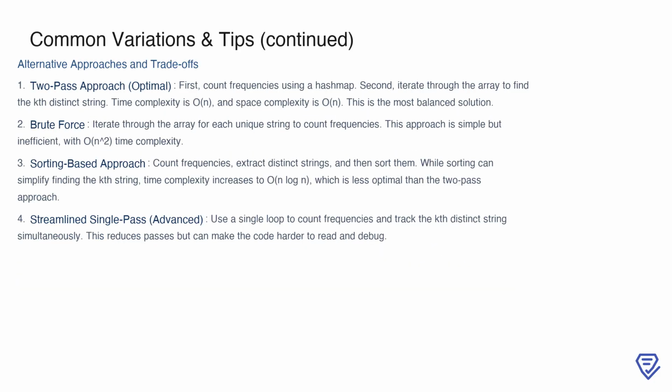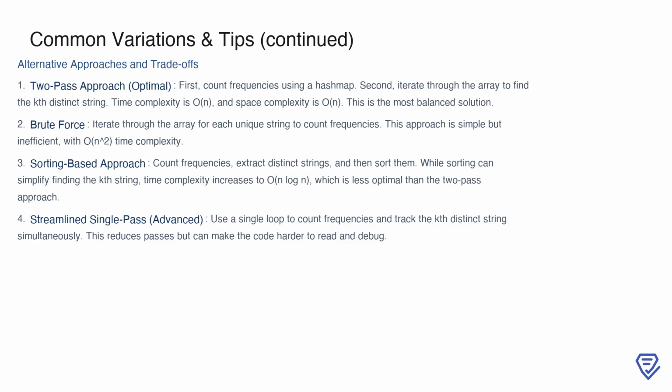There are also alternative approaches to solving this problem, each with its own trade-offs. The two-pass approach is often the most optimal. In the first pass, you count frequencies using a hash map, and in the second pass, you iterate through the array to find the kth distinct string. This method is efficient, with a time complexity of O(n) and a space complexity of O(n), making it a well-balanced solution. A simpler but less efficient option is the brute force approach. Here, you iterate through the array for each unique string to count frequencies. While this method is straightforward, it has a time complexity of O(n squared), which makes it unsuitable for larger inputs.